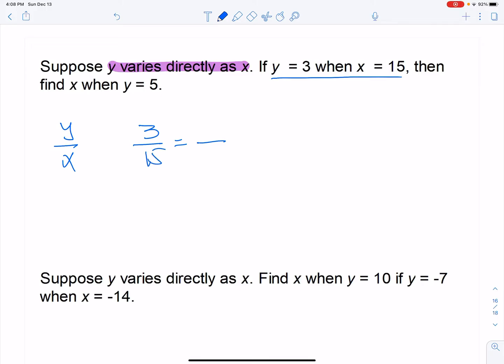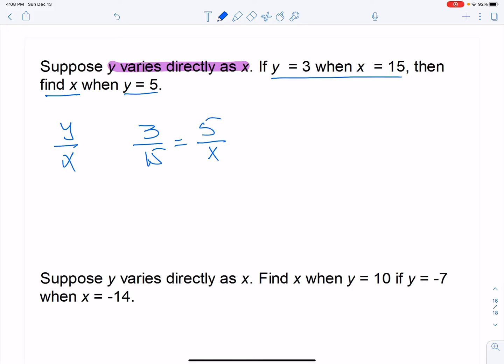Okay, then it says, then find x when y is equal to 5. Well, if my 15 represented my x value, and my 3 represented my y value, I need to put my x and my y in this ratio according to those same standards. So if my x is on the bottom, I'm going to put an x here because that's what I'm looking for. And if my y is 5, I'm going to put it on the top.